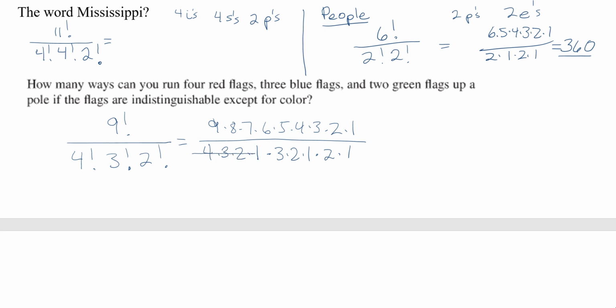See, 4, 3, 2, 1 will cancel with 4, 3, 2, 1. 3, 2, 1 multiplies to 6. And this 2 can go into 8 4 times, and so I have 56 times 6 times 3 times 20. So that's going to give me 1,260 ways.